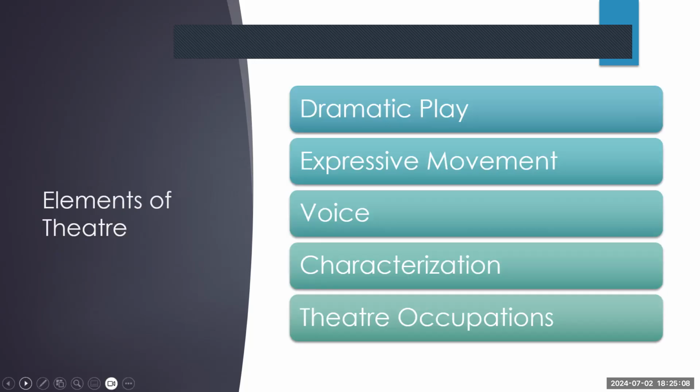So, our different elements of theater. We know dramatic play. This is going to encourage creativity and imagination. This is when we're getting our students to do the role playing and the storytelling. We're letting them use their imagination to come up with their stories. Expressive movement is whenever they're using their body language, gestures, and choreography. It's going to help convey emotions and actions without using words.